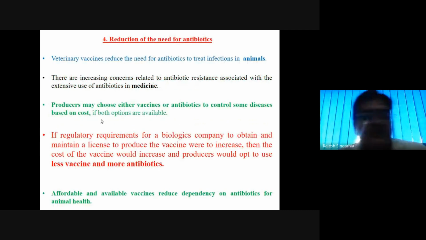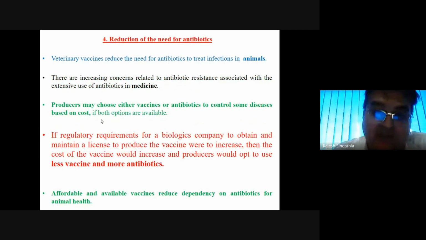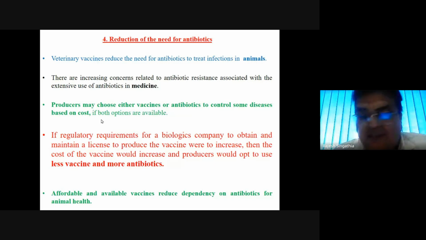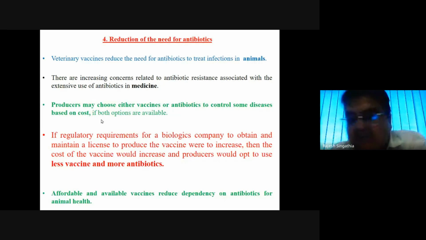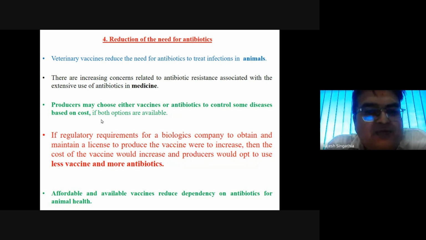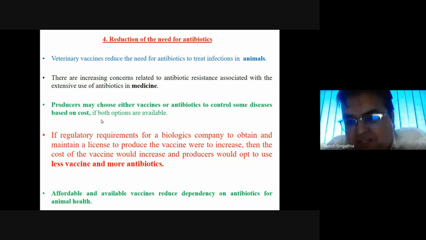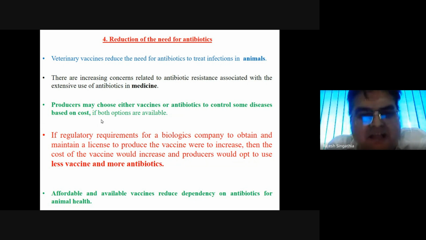Next is reduction of the need for antibiotics. If we use vaccines, we can reduce the need for antibiotics. Veterinary vaccines reduce the need for antibiotics to treat infection in animals, whether food-producing animals or companion animals. There is increasing concern related to antibiotic resistance associated with the extensive use of antibiotics in medicine, whether human medicine or veterinary medicine.